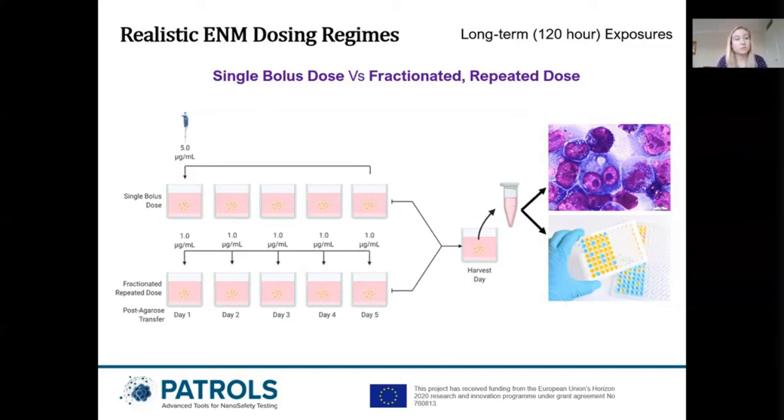On the day of harvest, we'll then look at the same toxicological endpoints, so the micronucleus assay, inflammatory markers using the ELISAs, and just general liver functionality as well, just to assess if this has made any difference in the way that you dose the nanomaterials.